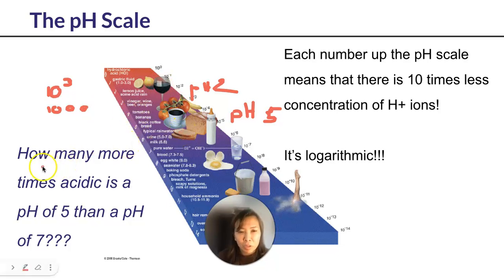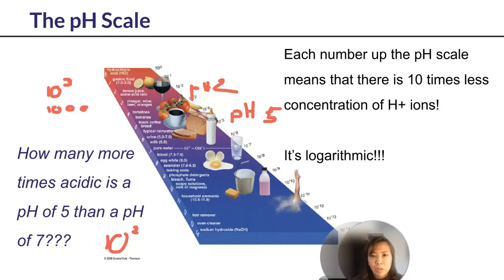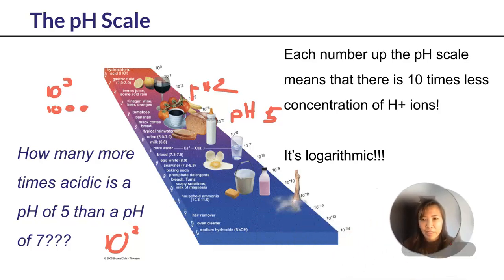So how about this question? How many more times acidic is a pH of 5 than a pH of 7? Well, from 5 to 7 there's a difference of 2, right? So that's 10 times 10. So that's going to make it 100 times more acidic. Oops, I just realized my head is right here, right? So it's 100 times more acidic to go from a pH of 7 to a pH of 5.